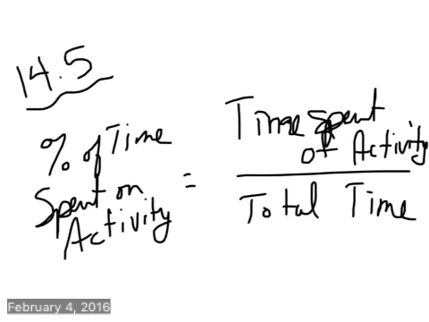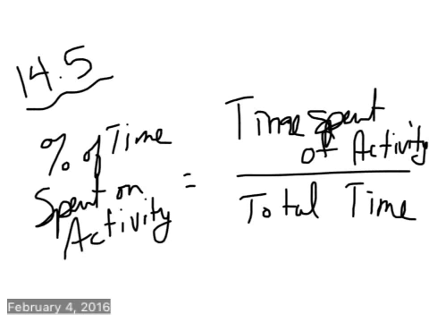Okay. So for instance, the total time in this classroom would be 50 minutes. The time spent watching this video, 10 minutes. So you would take 10 divided by 50 and get a decimal, and then don't forget you have to move the decimal 2 spots over.